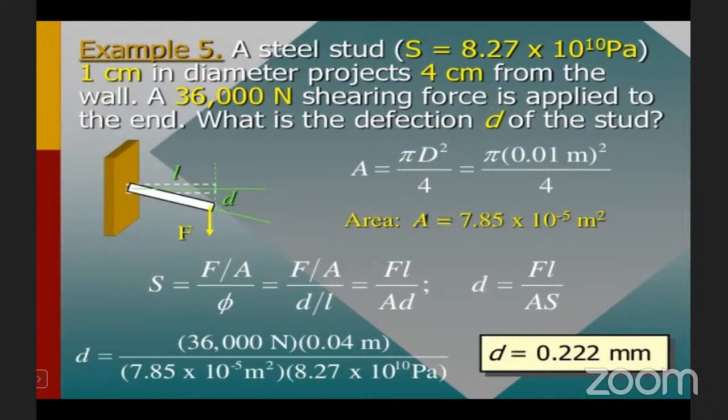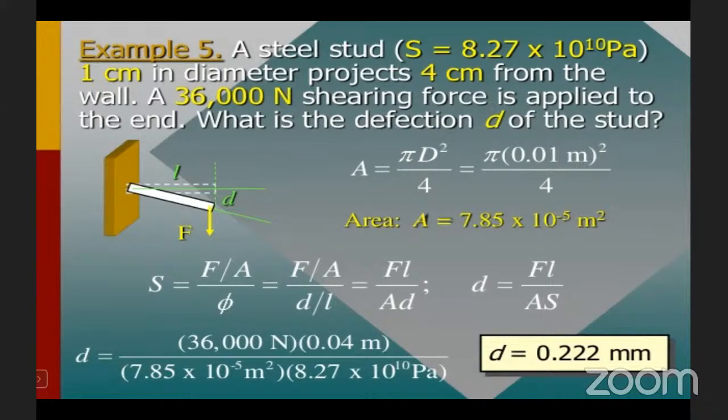Now finding the value: d equals, F is 36,000 newtons and L is the length, 0.04 meters. We take the 4 centimeters and convert it to meters, 0.04 meters. Then the A value is 7.85 × 10^-5, and S is 8.27 × 10^10 pascals. Then the answer is 0.0222 meters, or 0.222 millimeter.